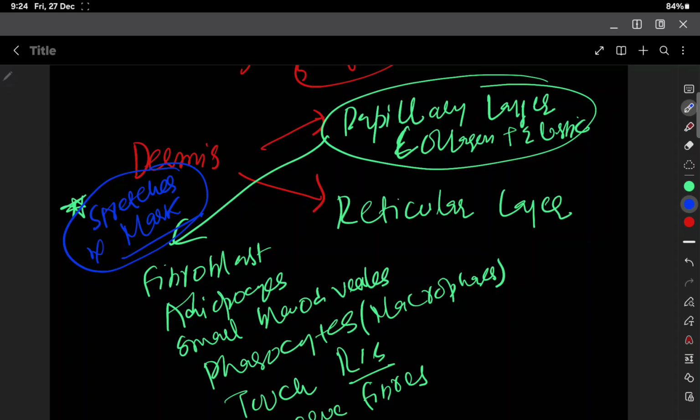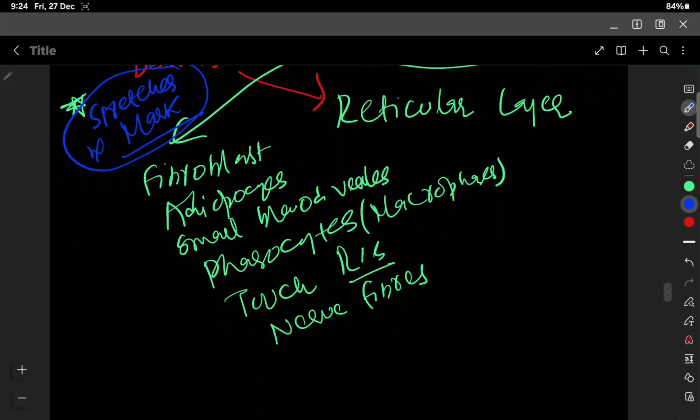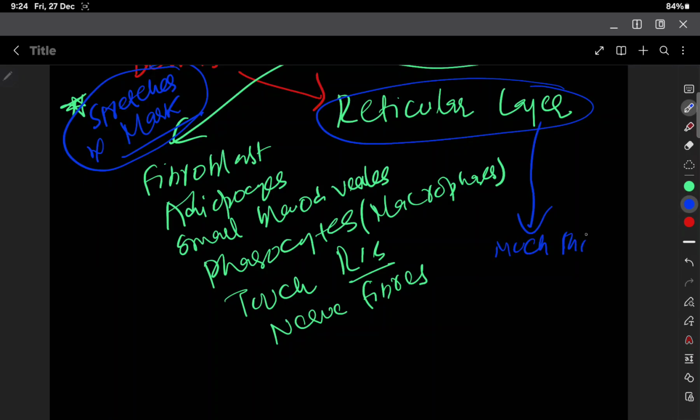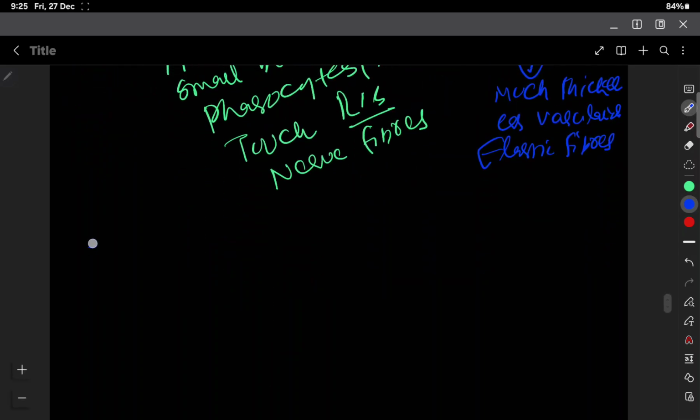Okay, now the second one is the reticular layer. This reticular layer is much thicker. It has much more thickness than the papillary layer. This is less vascularized, meaning fewer blood vessels. Okay, and this has the presence of elastic fibers. And at last we have the third layer of the skin, which is called the hypodermis.